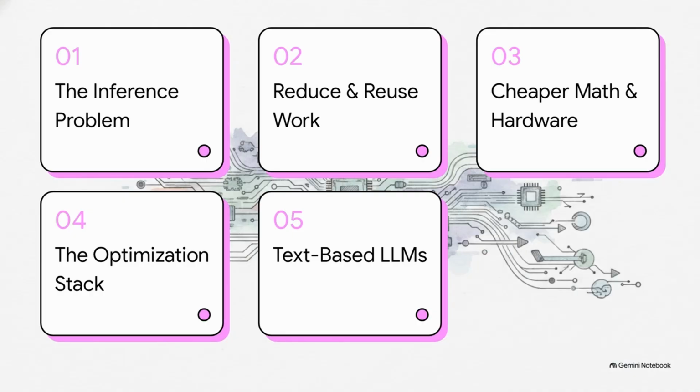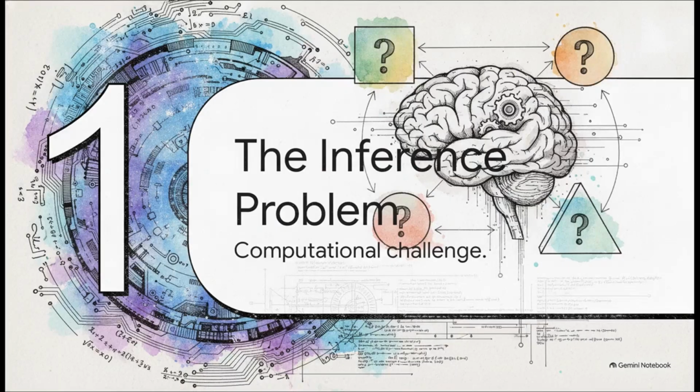Okay, here's the game plan for this explainer. We'll start with the core inference problem, move into how we reduce and reuse work, look at making the math cheaper, see how all these optimizations stack together, and finally, look at how this applies to text-based LLMs. Let's kick things off with part 1, the inference problem. We've got to frame this computational challenge before we can solve it.